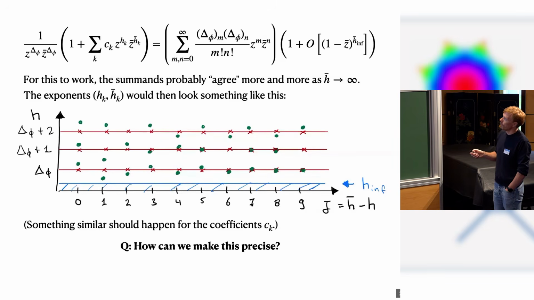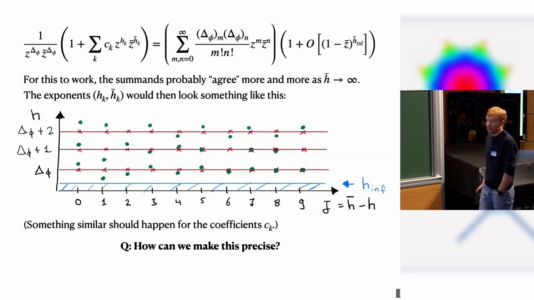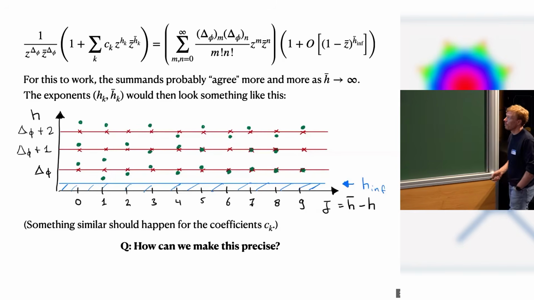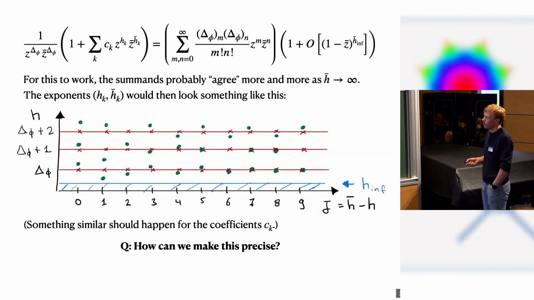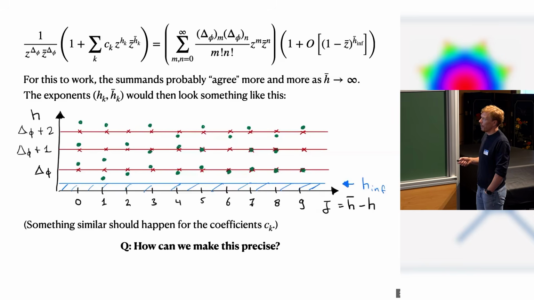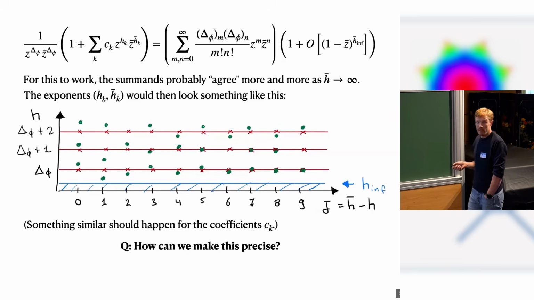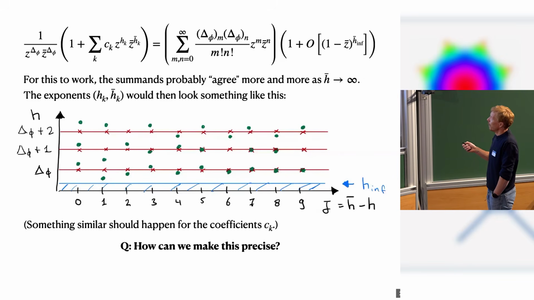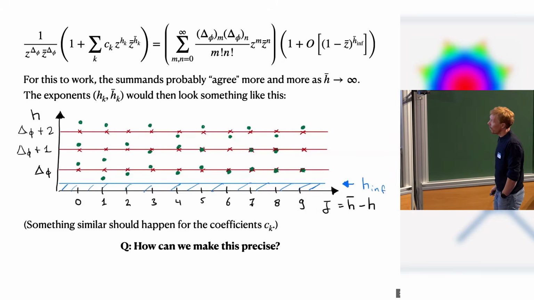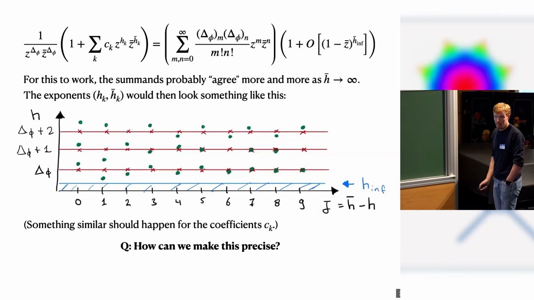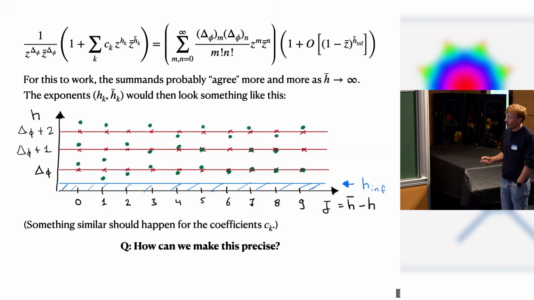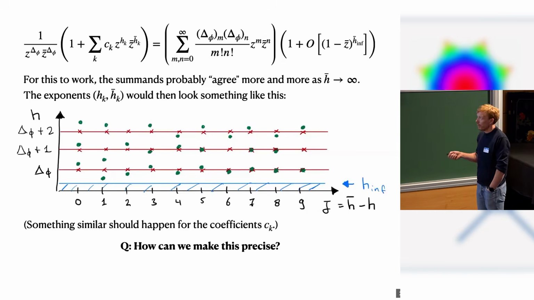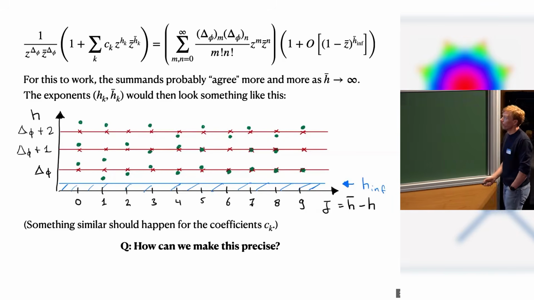These red crosses are the terms that you see from the expansion on the right-hand side. And on the left-hand side, well, we have whatever we have. It's just some bunch of coefficients. And so those, you can imagine, are the green points, and they can do whatever they want. But the expectation is that at very large h bar, so here very large j, these green points start to overlap more and more with the red crosses. But the precise way in which this happens is an interesting question and not so obvious, right?